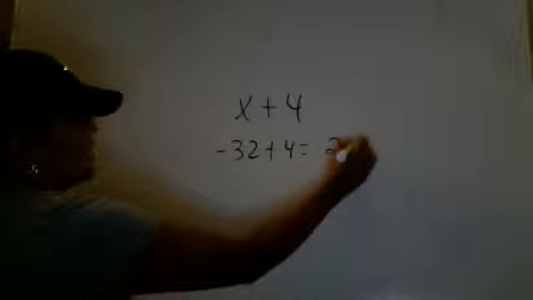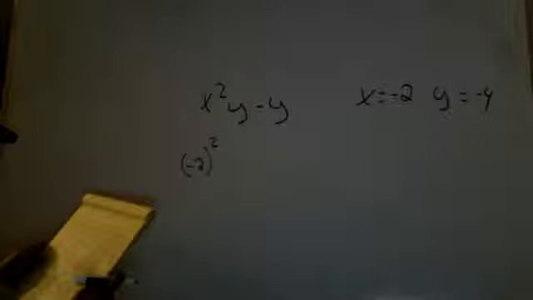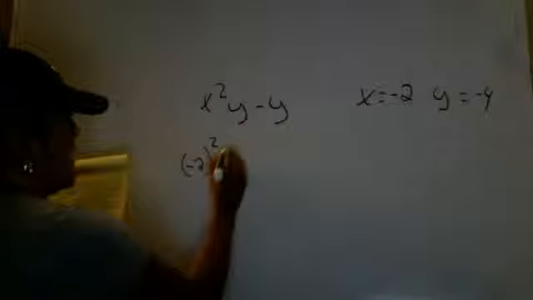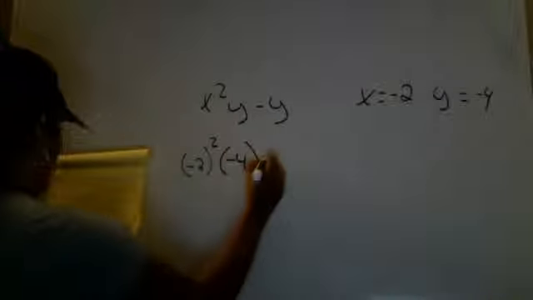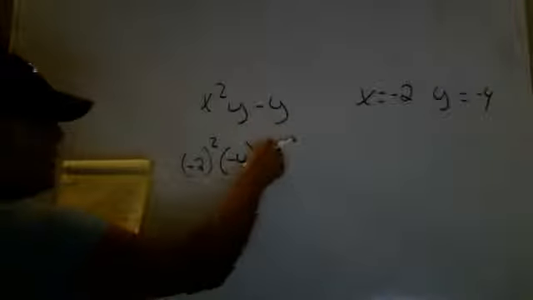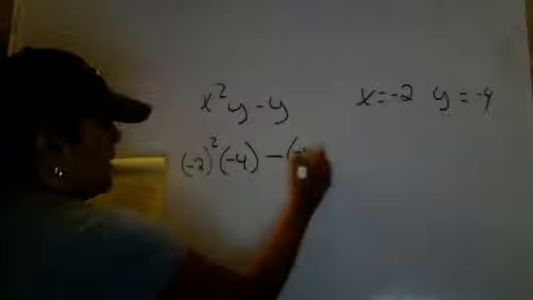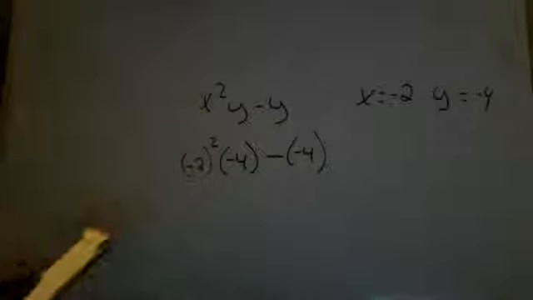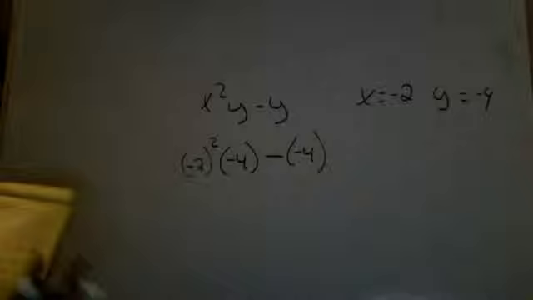Let's do x squared y minus y if x equals negative 2 and y equals negative 4. Well, x is negative 2, so you have to do negative 2 squared. Because you're replacing this into this, that negative goes inside the parentheses and it is squared. Y is negative 4 times a negative 4 minus, you cannot forget that negative sign, and then y you replace with a negative 4. So now we just simply are going to simplify it.